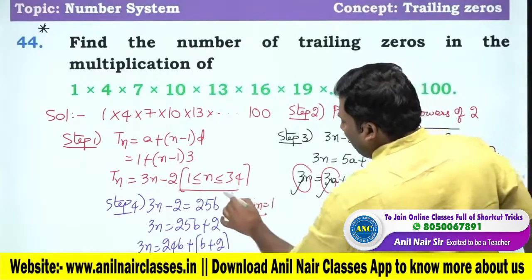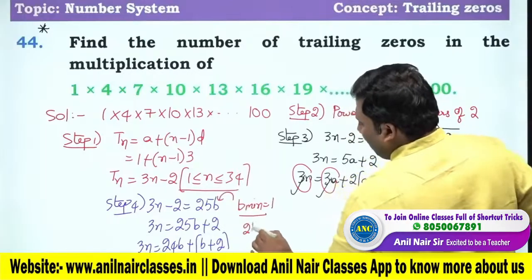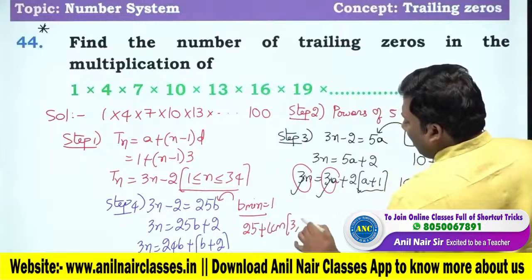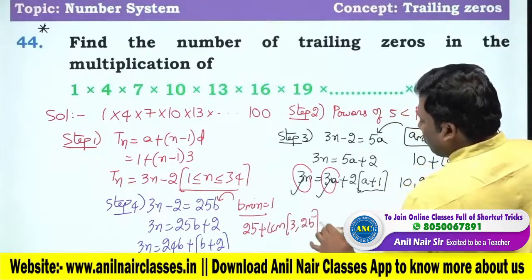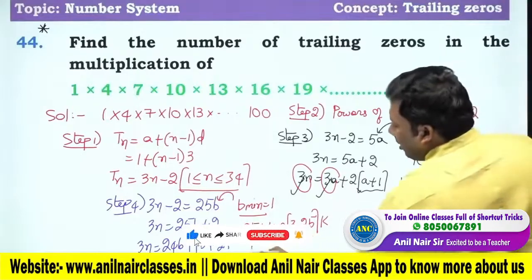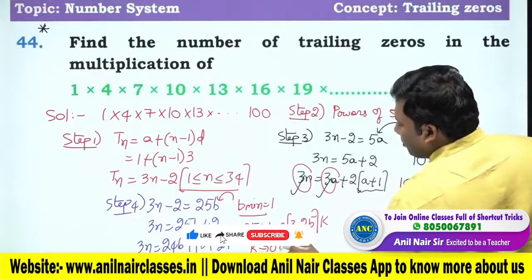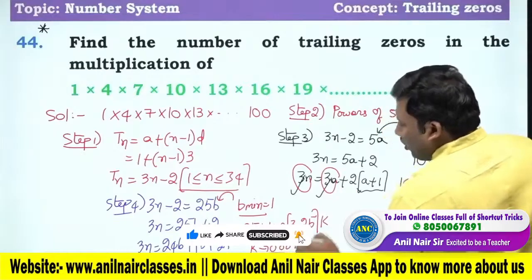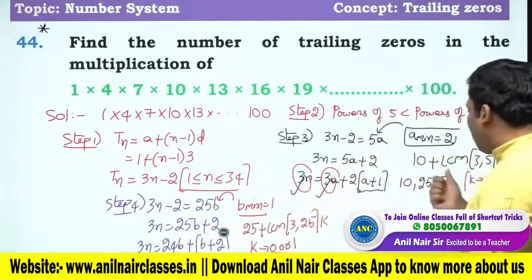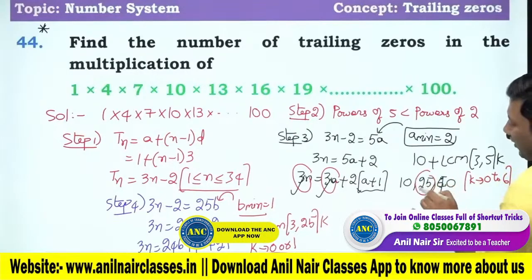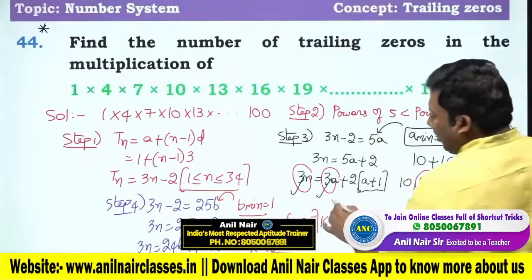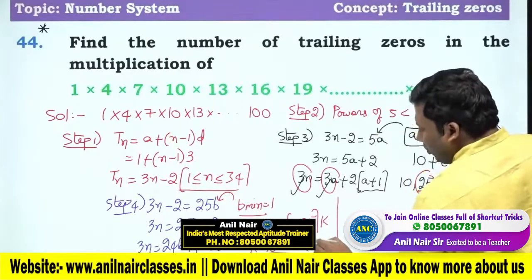If b is 1, then the form will be 25 plus LCM of 3 comma 25 into k. So k can take either 0 or 1. 25 contains 1 power of 5. Here also we took 25, which is 5 square. Here 1 power we took, here another power we took. I got 2 values.